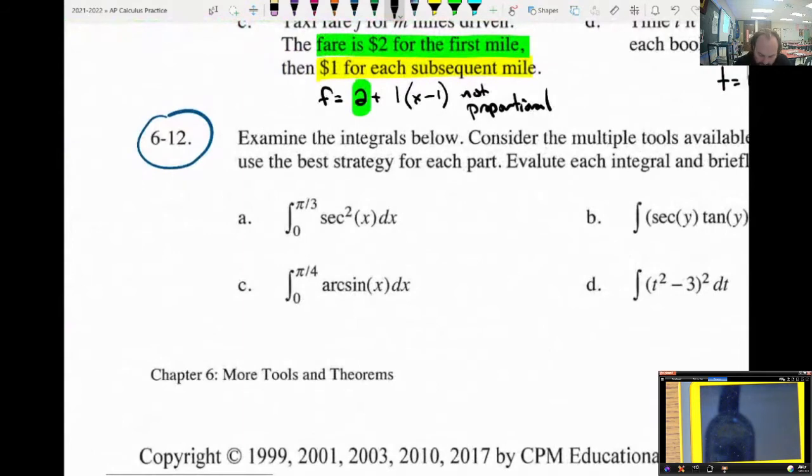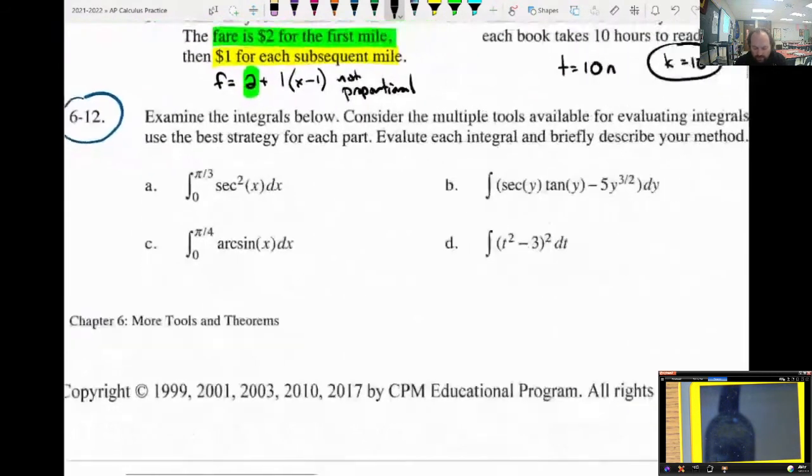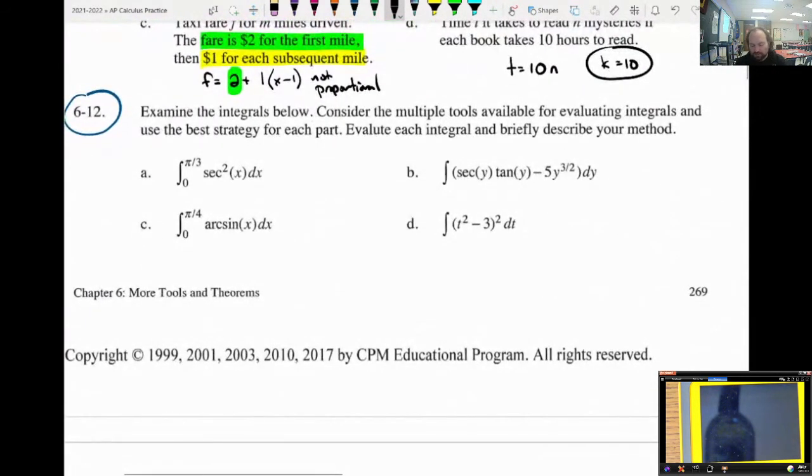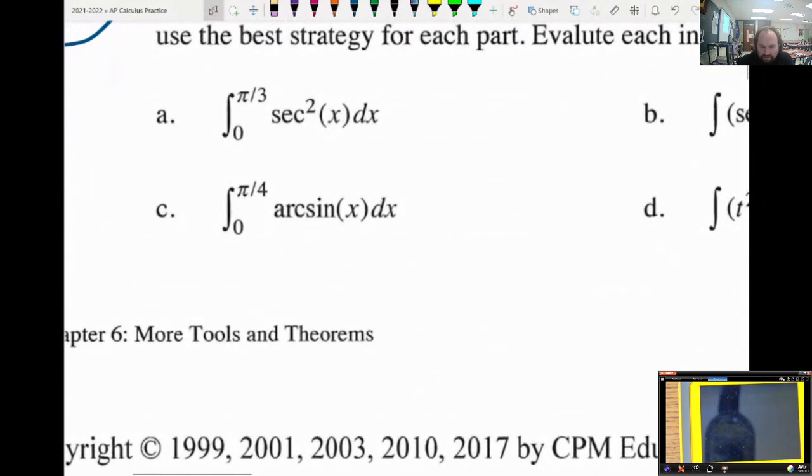Question 612. Now we've got a bunch of integrals to evaluate, and we are to consider the multiple tools available for integrating all of these things and use the best strategy. Now question A is a definite integral, and it's a pretty easy antiderivative. We've seen it a few times actually in a warm-up and also on the test recently. This is just the tangent of x, but it's the tangent of x evaluated from pi over 3 to 0.